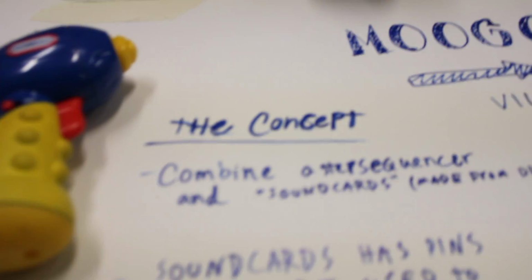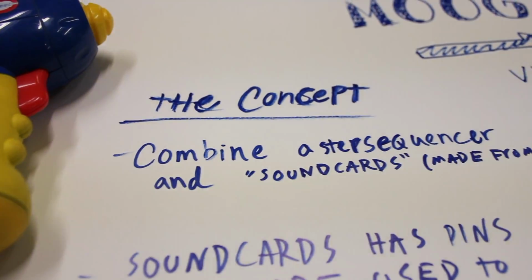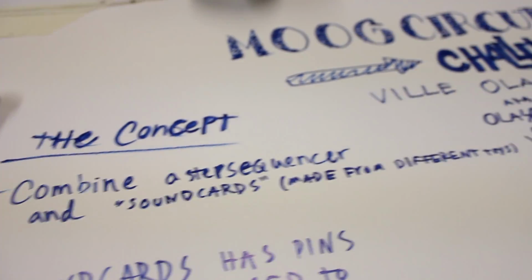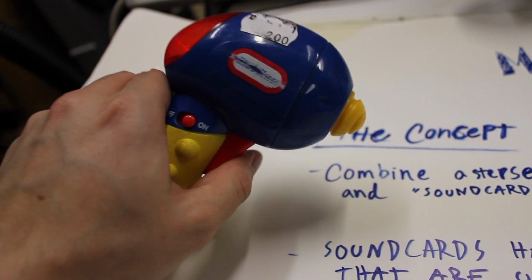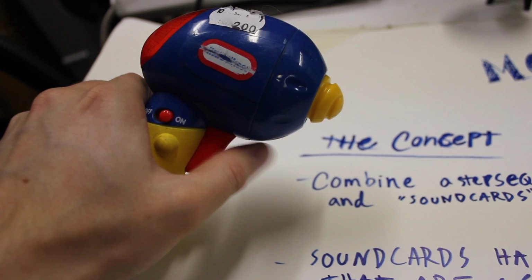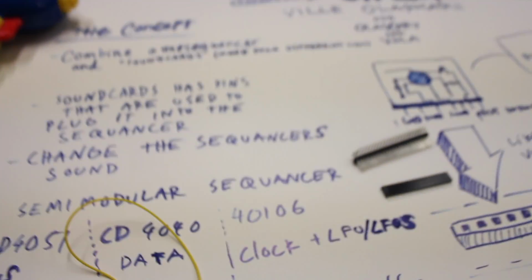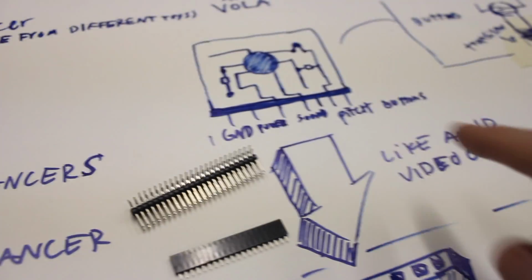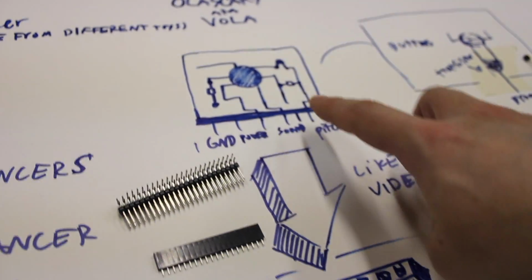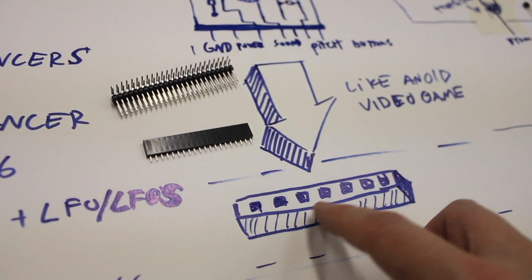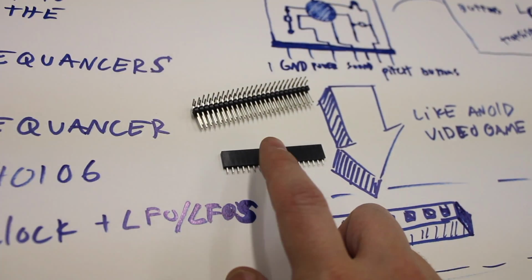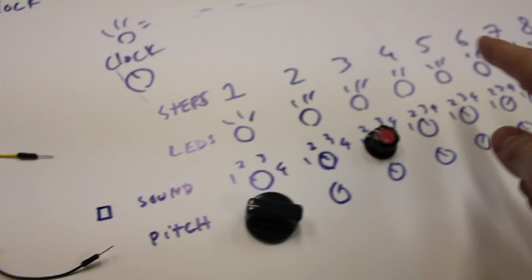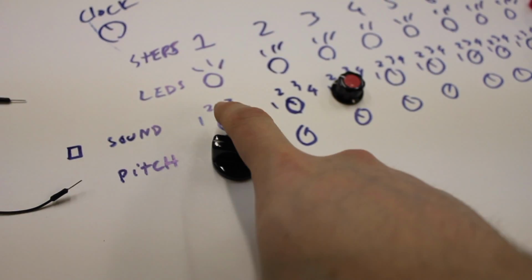The concept is to combine a step sequencer and sound cards made from different toys, something like this that I bought this morning. So every step it would press the button. The sequencer would use these sound cards that would plug into the sequencer, maybe using something like these header pins. The sequencer would have 8 steps, and each step would have a rotary switch, something like this.